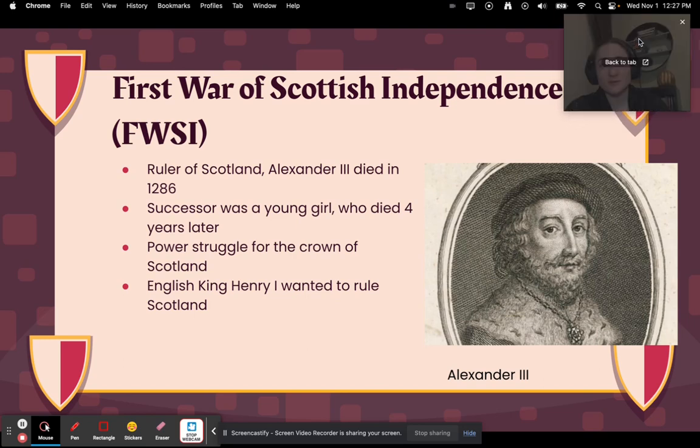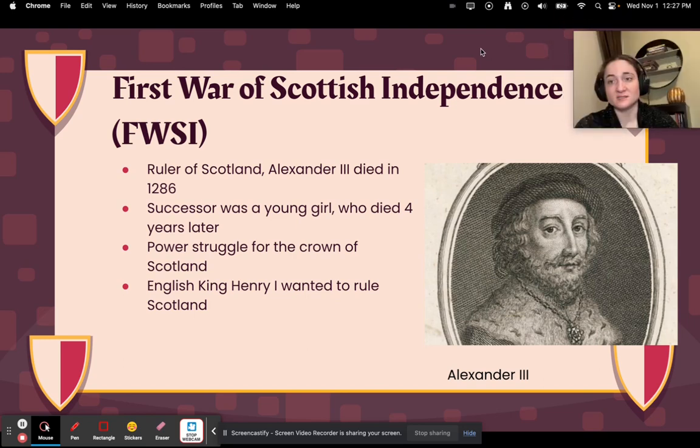All right, so let's talk about the First War of Scottish Independence because this is what Braveheart is all about. I just abbreviated it, by the way, to FWSI, so I don't have to say First War of Scottish Independence like 5 times. The ruler of Scotland was this dude here. His name was Alexander III. He died in 1286. His successor was a young girl who died 4 years after him. So there was a crazy power struggle for the crown of Scotland.